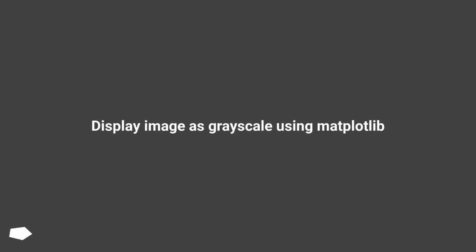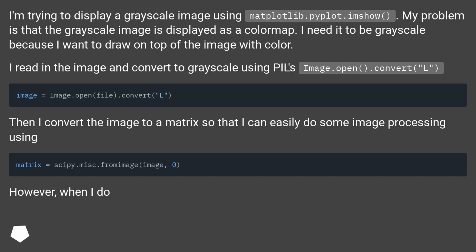Display image as grayscale using matplotlib. I'm trying to display a grayscale image using matplotlib.pyplot.imshow. My problem is that the grayscale image is displayed as a color map. I need it to be grayscale because I want to draw on top of the image with color.